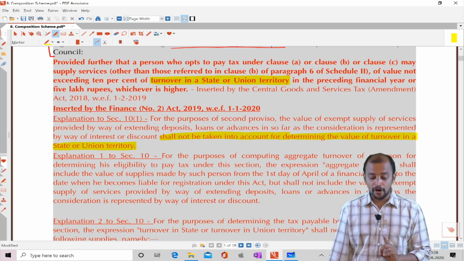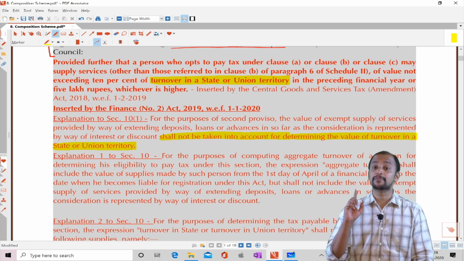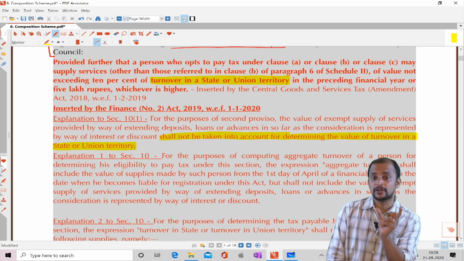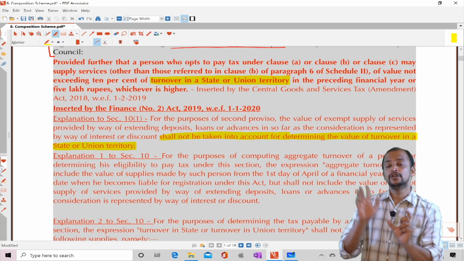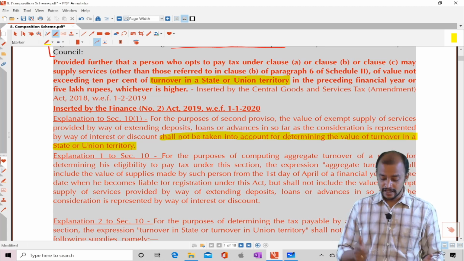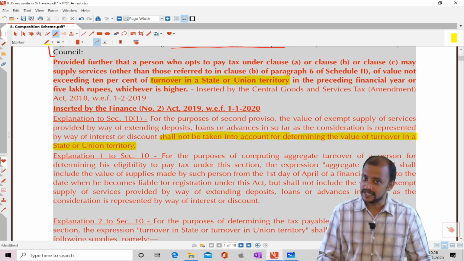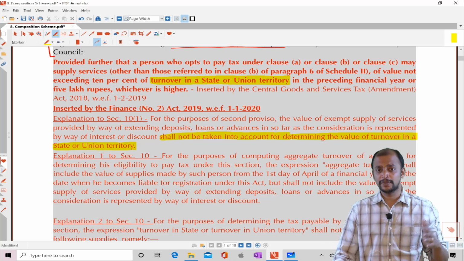But see, for the purposes of the second proviso, what is the value called as a limit? So for that purpose, you should not consider this interest income. That is the correct way of interpreting this. That is, you take the turnover, that is the normal turnover.